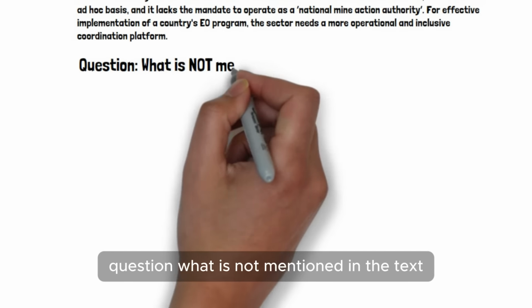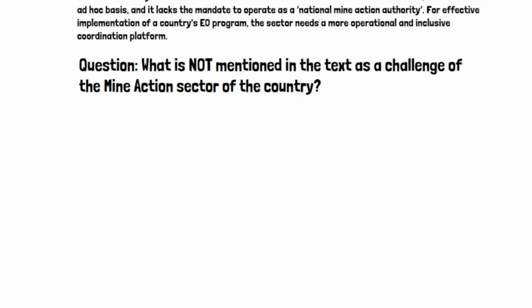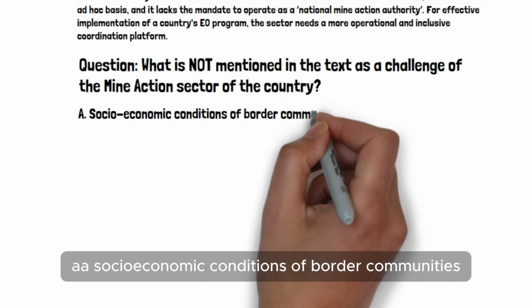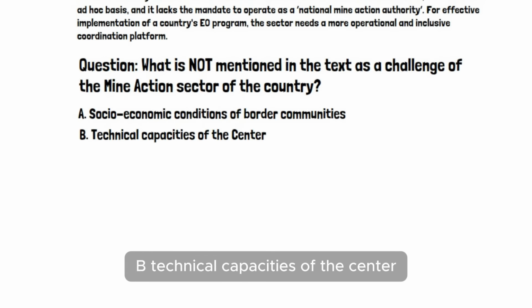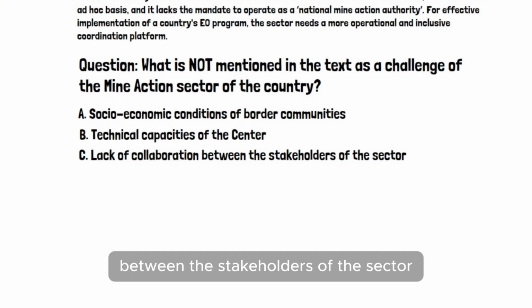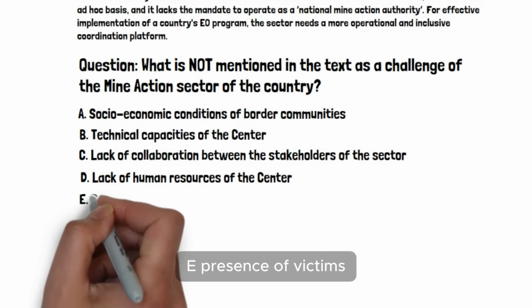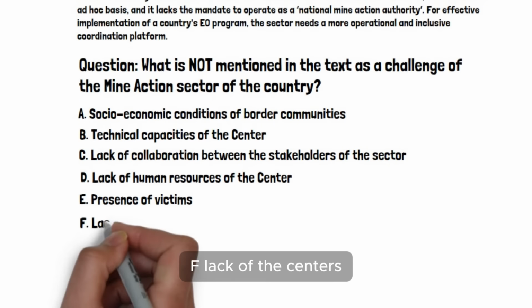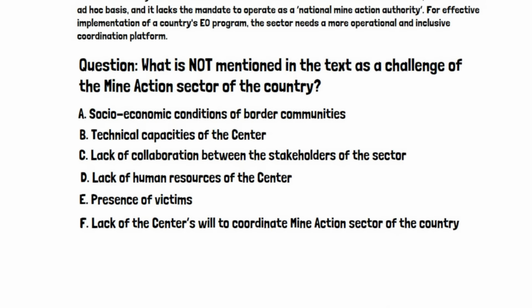Question: what is not mentioned in the text as a challenge of the mine action sector of the country? A. Socioeconomic conditions of border communities. B. Technical capacities of the center. C. Lack of collaboration between the stakeholders of the sector. D. Lack of human resources of the center. E. Presence of victims. F. Lack of the center's will to coordinate mine action sector of the country.